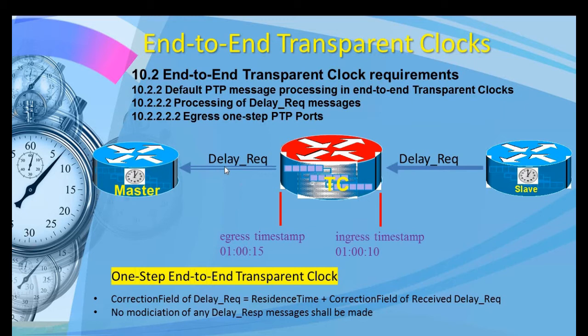So the delay request message will be modified. For the delay request message, the correction field will be changed by adding the residence time in the transparent clock.